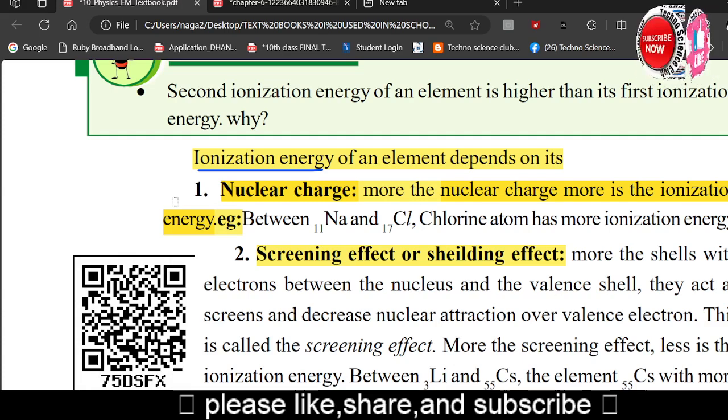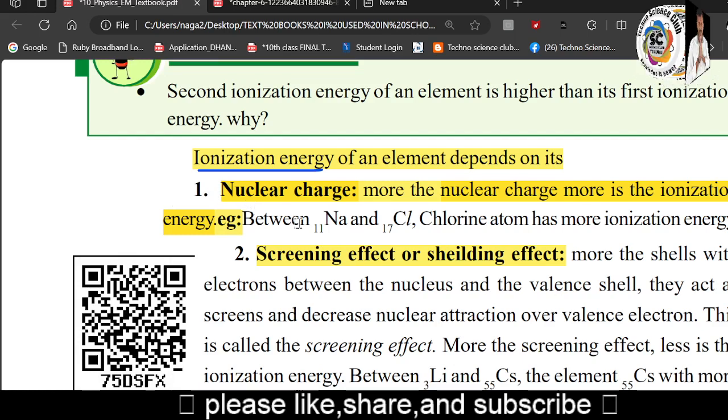In this situation, it is very hard to remove an electron from the outermost shell of an atom. So the nuclear charge is more in that atom, and the removal of an electron is very hard. We can remove that electron, but it is very hard. We have to apply more energy. So the ionization energy is also more if the nuclear charge is more.